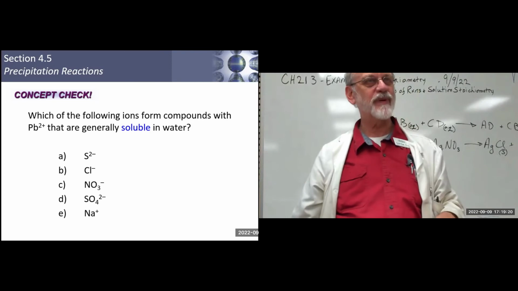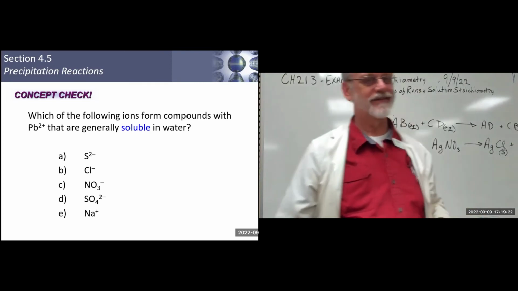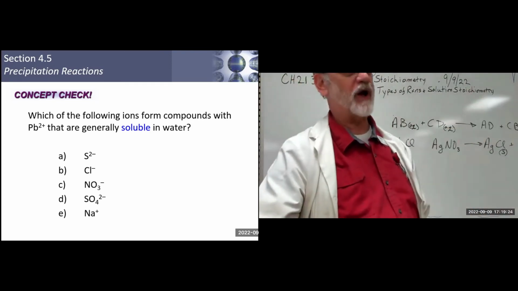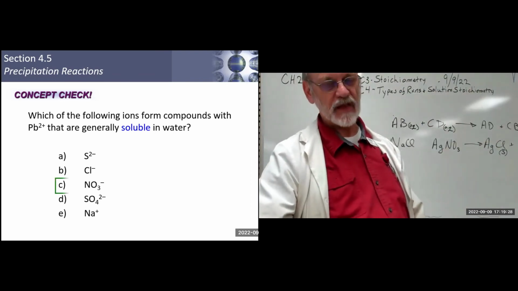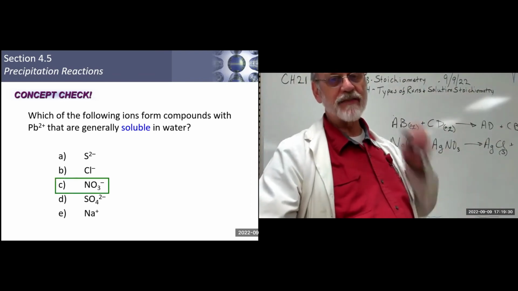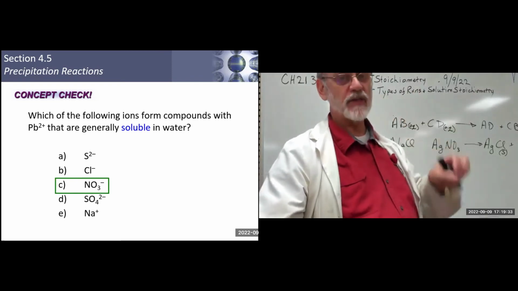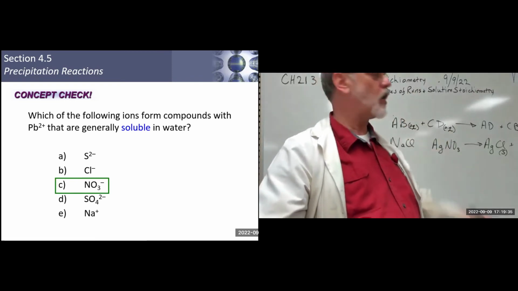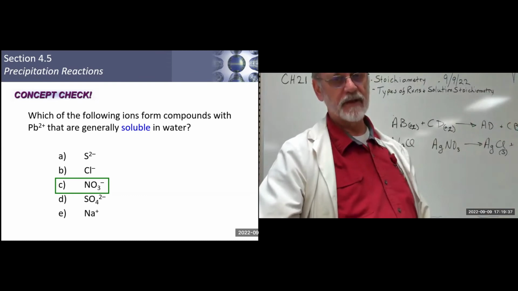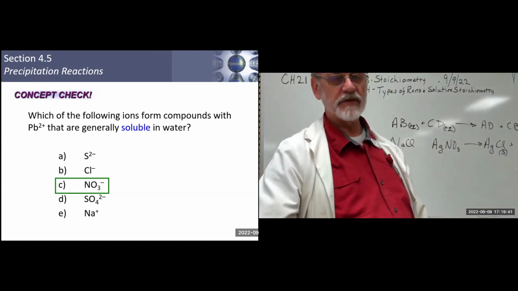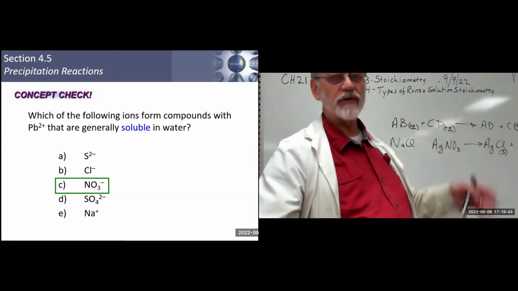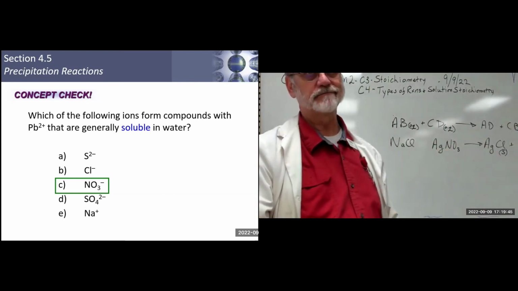You don't form a compound with two cations, right? They're both positive. They don't form a compound. So E you throw out right now. But if you go looking, you find that the nitrate is soluble because all nitrates are soluble. But the rest form insoluble compounds with lead. The sulfide, the chloride, the sulfate, they're all insoluble.